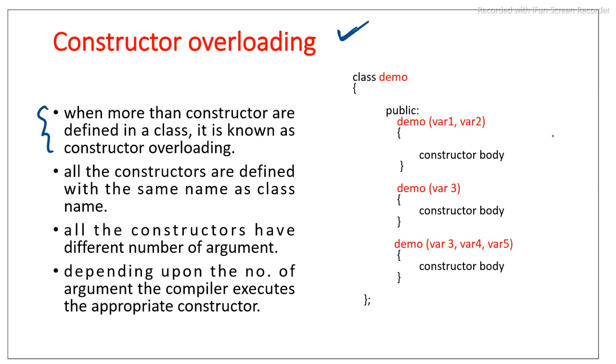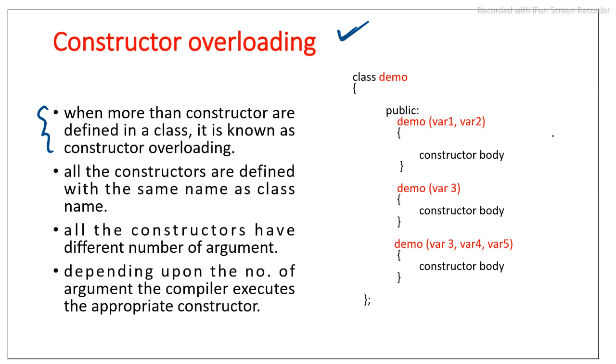All the constructors have a different number of arguments also, because the compiler needs to differentiate between the constructors based on the number of arguments they are taking, and depending upon the number of arguments the compiler executes the appropriate constructor. If the constructor has two arguments, that particular constructor will execute. If the constructor has one argument, the compiler will distinguish that particular constructor function and execute that part only. So based on the number of arguments, the constructor will be differentiated.